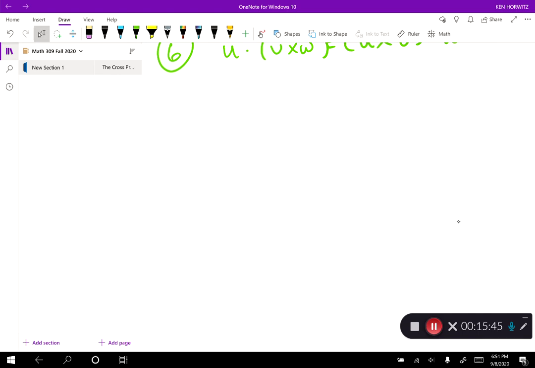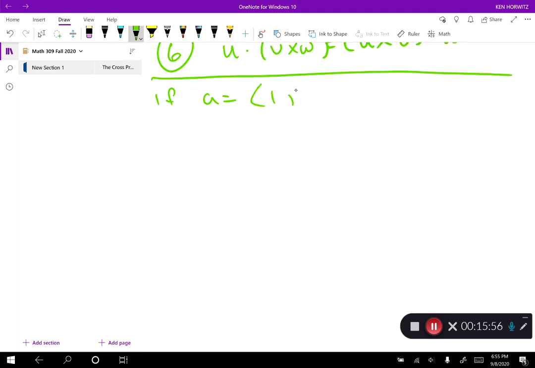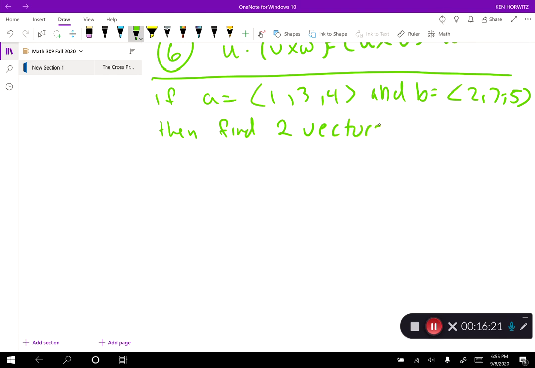All right, so let's do an example. So let's say I had these two vectors. A equals <1, 3, 4> and B equals <2, 7, -5>. Now those pointy brackets mean vector. Then find two vectors orthogonal to both.